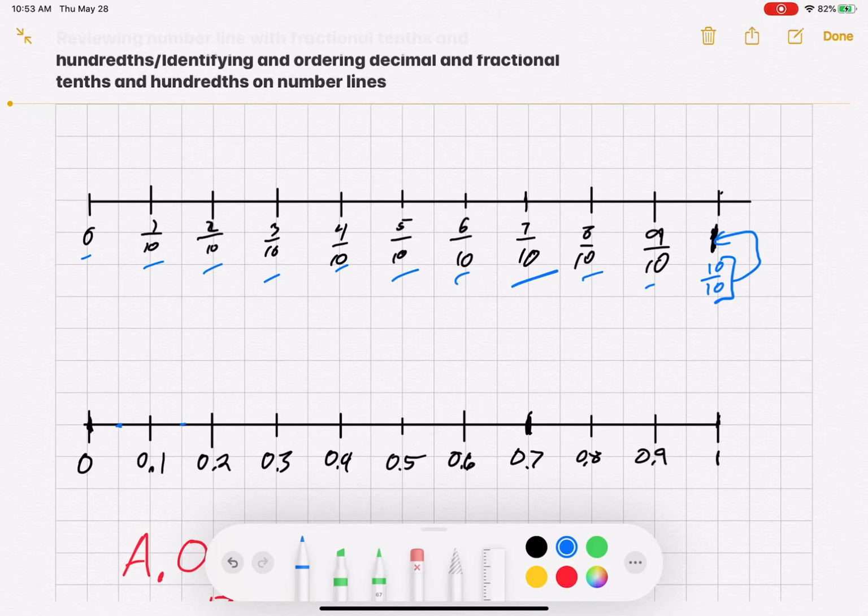Now, what I'm going to do is write these as decimal tenths. So this is 0.1, 0.2, 0.3, 0.4, 0.5, 0.6, 0.7, 0.8, 0.9 tenths. And then it would be written as a decimal 1.0, and that's the whole.